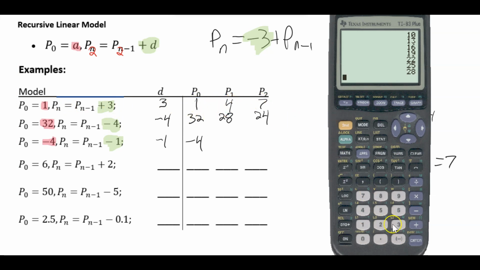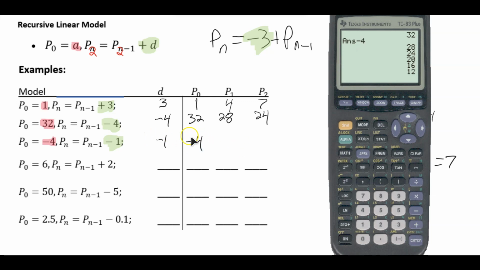So for the second one, that would be 32. Start it off, and then answer minus 4. Answer minus 4. Not negative sign, that would give you an error. It has to be a subtraction in this problem, minus. And then 32, then 28, then 24. This would be p sub 3, p sub 4, p sub 5, etc.